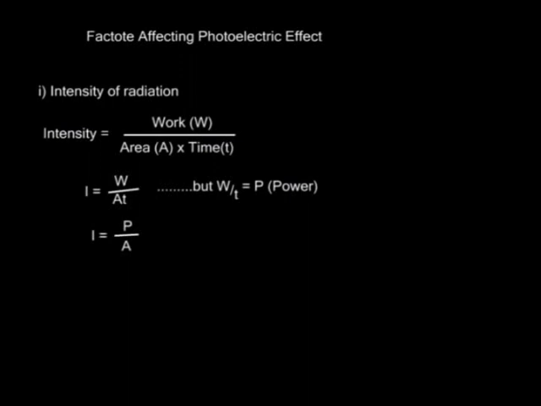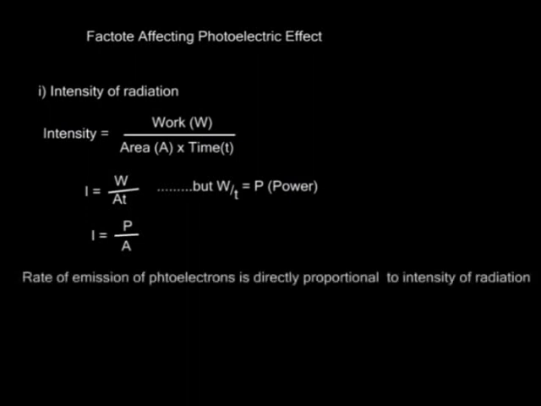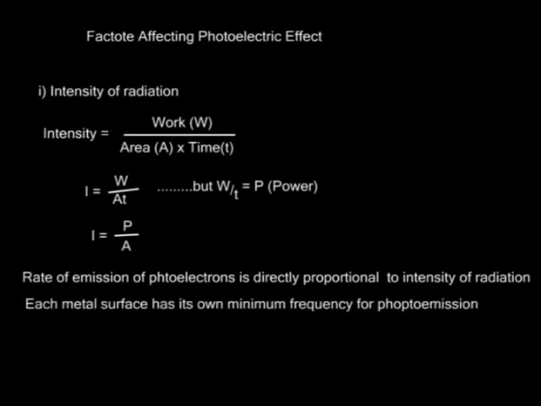The results on photoelectric effect can be summed up as follows: that the rate of emission of photoelectrons is directly proportional to the intensity of the incident radiation, and that each metal surface has its own minimum frequency for photoemission. Also, the emitted photoelectrons have kinetic energy ranging from 0 to a maximum value. Increasing the frequency of the incident radiation increases the kinetic energy of the photoelectrons.